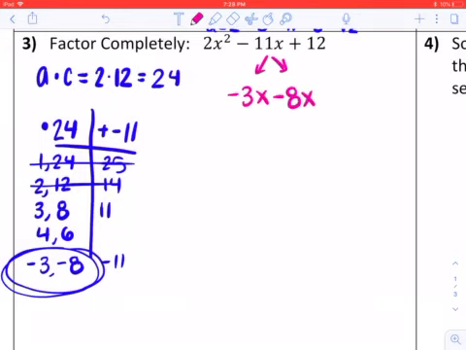Or you could flip it around. You could do negative 8x minus 3x. Bring down the plus 12. Bring down the 2x squared. And then we factor by grouping.